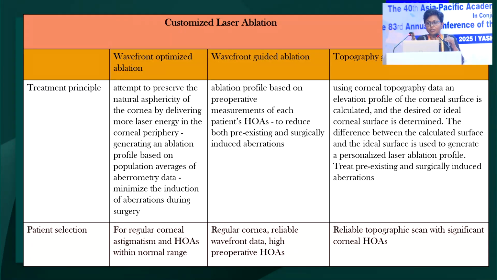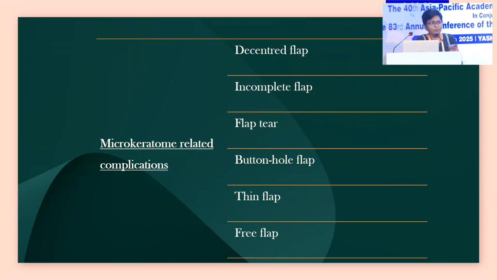In topo guided, what is happening here, we take the topographic data of the patient, the elevation points, depression points, and then we compare it with the ideal topographic picture, and whatever up and down is coming, we will be ablating it. That is how the customization was happening. But if we are using the microkeratome, the problems were still there because of so many flap-related complications, decentered, thinning, free, etc. So now we became more greedy.